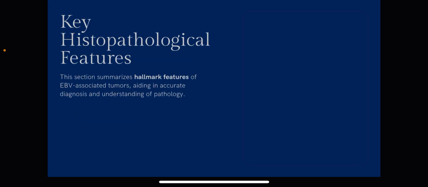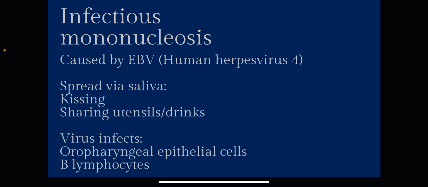Now we have already learnt about the histopathological features. There are distinct hallmark features for each Epstein-Barr viral associated tumor. We have already discussed the RS cells, the starry sky appearance, etc. Now let's come to infectious mononucleosis. This is also caused by Epstein-Barr virus, but this is not a tumor like the other diseases we have already discussed.